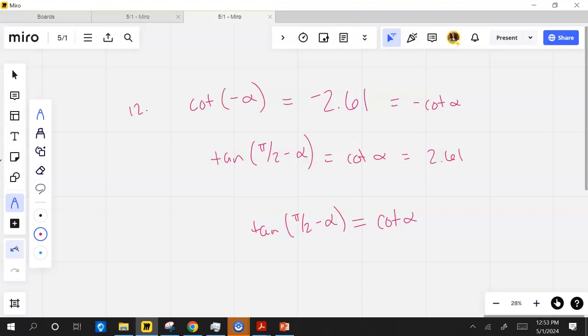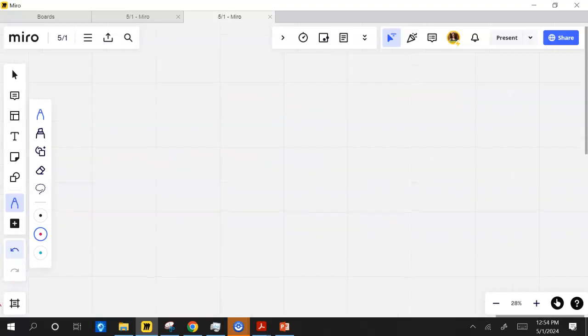Heck no. Oh, you can graph them. You do not want to graph these. No, you do not want to graph these. All right, let's simplify some.